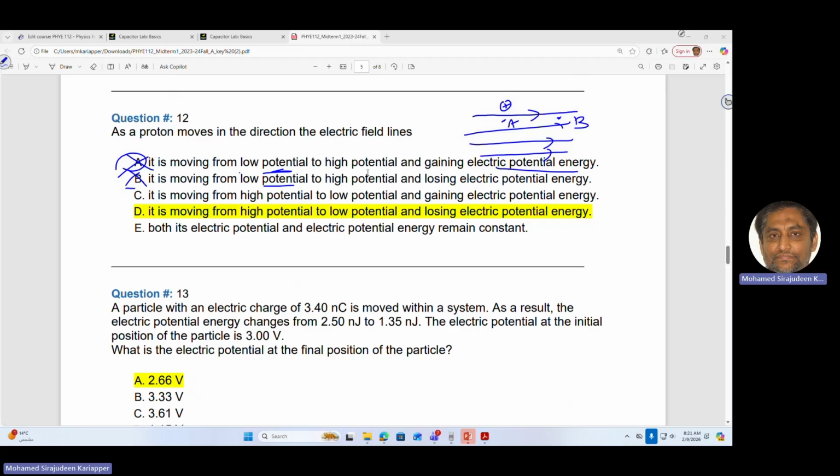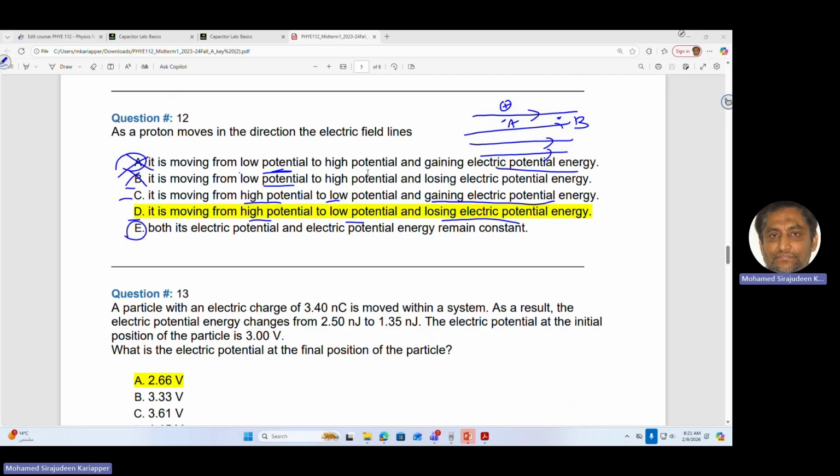When you go from A to B, it doesn't matter whether it's a positive particle or negative particle, it doesn't depend on the particle. By itself, the potential will decrease when you move in the direction of the electric field. C, yeah, this could be correct, but we don't know about this, right? So we keep it. D, this could also be correct because high to low, but we don't know about this yet. What about this? We don't know.